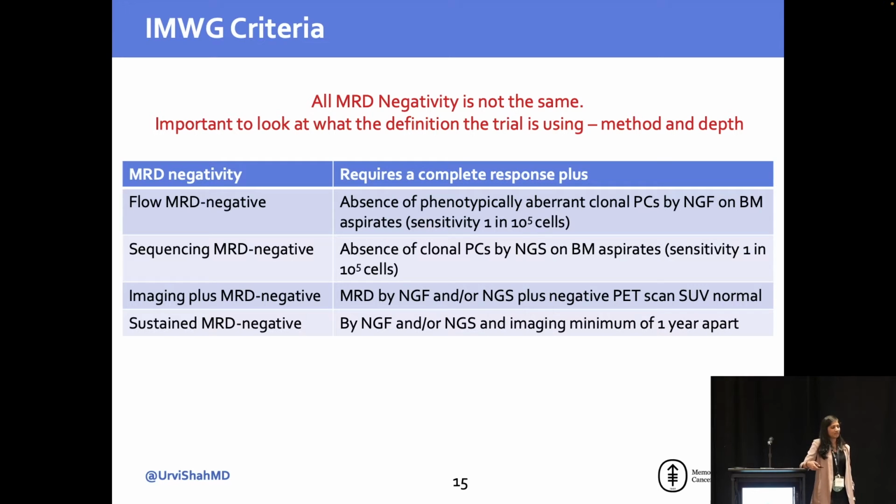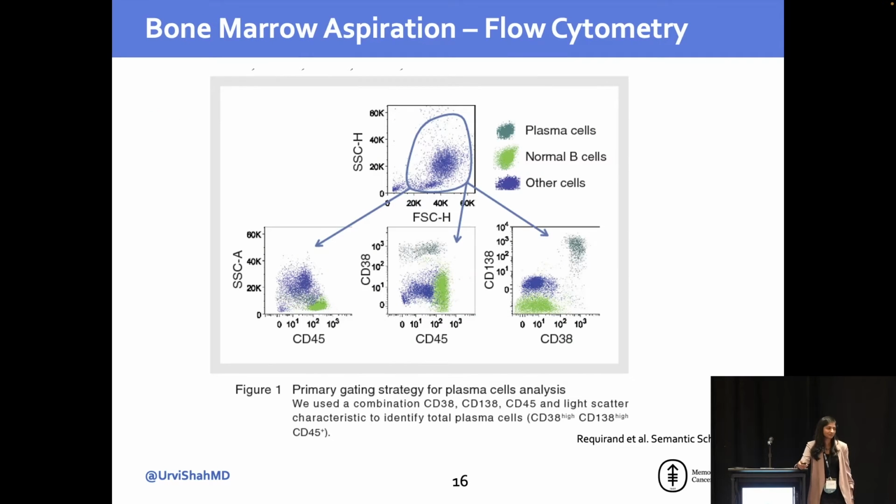And then we look at imaging plus MRD negativity, so MRD by next-gen flow and/or next-gen sequencing plus a negative PET with a normal SUV. And then sustained MRD is any 2 of these, any method, that's seen at 2 time points more than a year apart, where they are both MRD negative. We consider that a sustained MRD negative state.